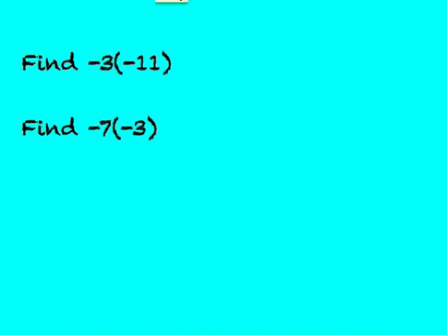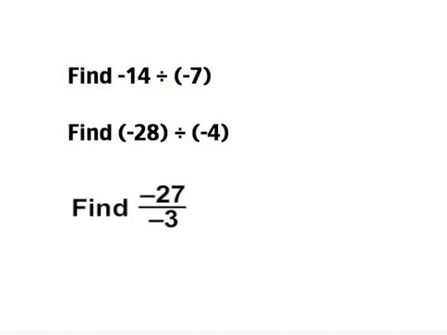Alright, so here we have same signs. So we know that same signs are going to produce positive answers. So negative 3 times negative 11 is going to be positive 33. Negative 7 times negative 3 is going to be positive 21. Alright, so a few more problems here. Negative 14 divided by negative 7, that's same sign, so my answer is going to be, yep, that's right, positive 2. Negative 28 divided by negative 4, that's going to be positive 7. Now we have a fraction over here, which a fraction bar just means that you're going to divide. So negative 27 divided by negative 3, same signs, we should get a positive 9.